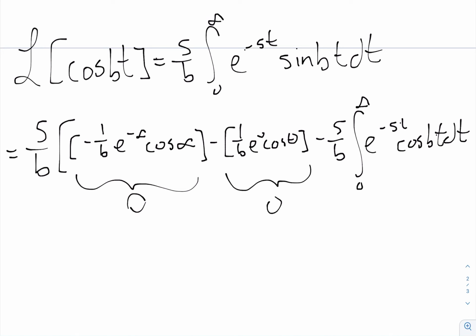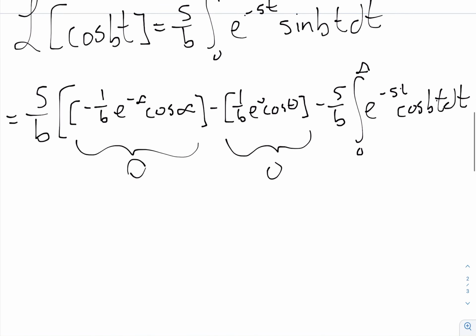This part's going to be 0 if we evaluated that. And what we're left with is negative s over b times this integral right here. And if we simplified that, we still have s over b on the outside, and then we just have times 1 over b on the inside. Sorry, 1 over b, not s over b.